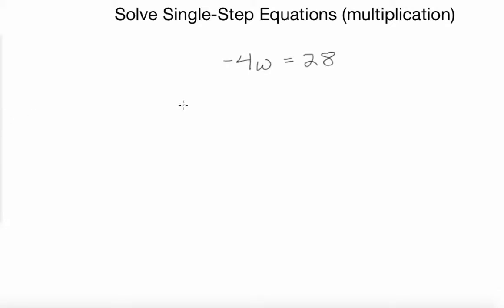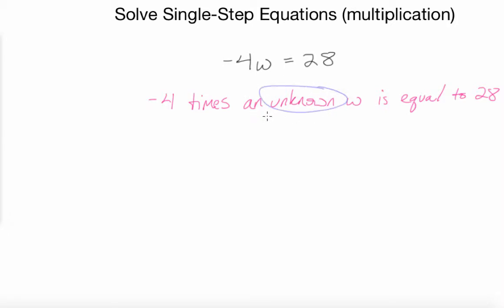So we've got negative 4 times, or multiplying, an unknown value, w, is equal to 28. Okay, so again, our goal is to figure out, well, what is that unknown? I want to isolate it, I want to rearrange it, I want to be able to tell what that unknown value is. So let's think about it.